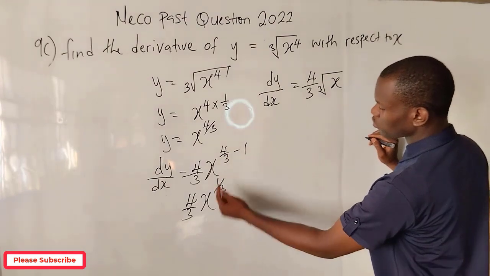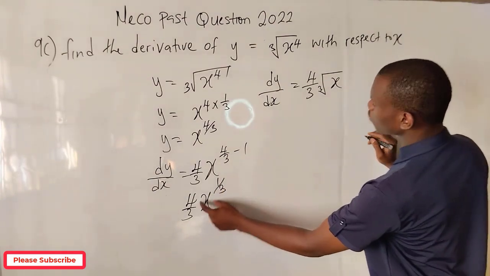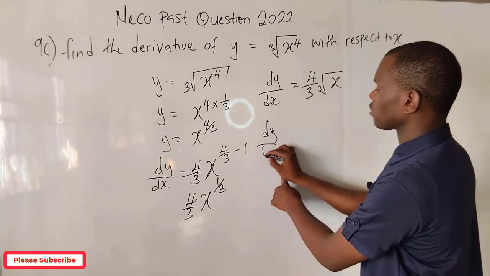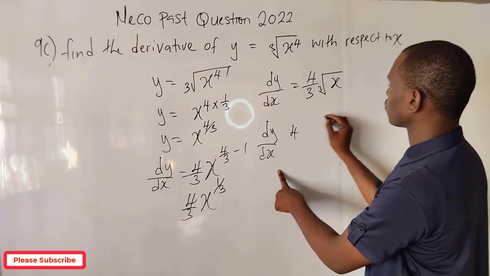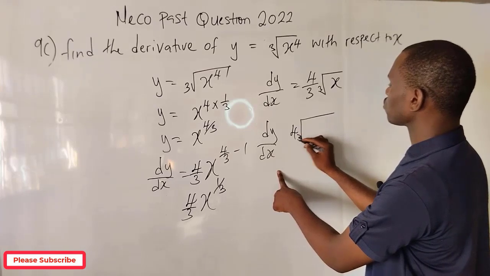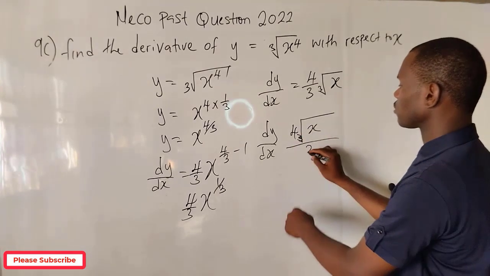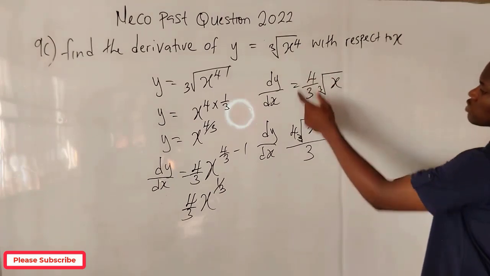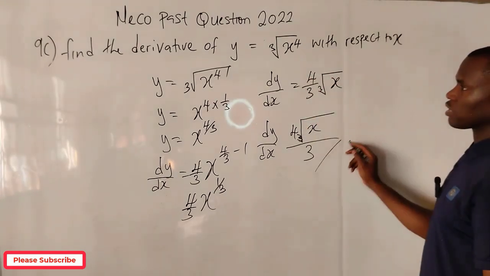You know that 1 over 3 is a cube root, so it takes care of x alone. So you can leave it like this, or you can still write it as 4 cube root of x over 3. This denominator, so this whole can multiply this to come together. So we leave it as this.